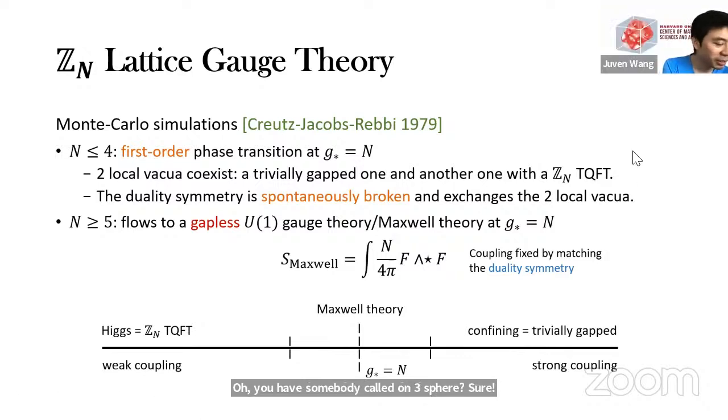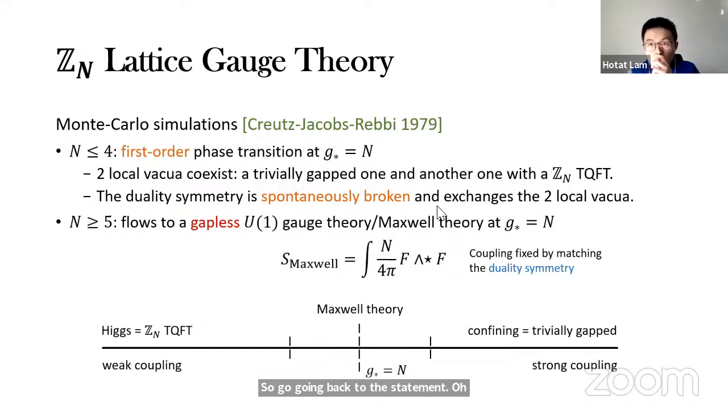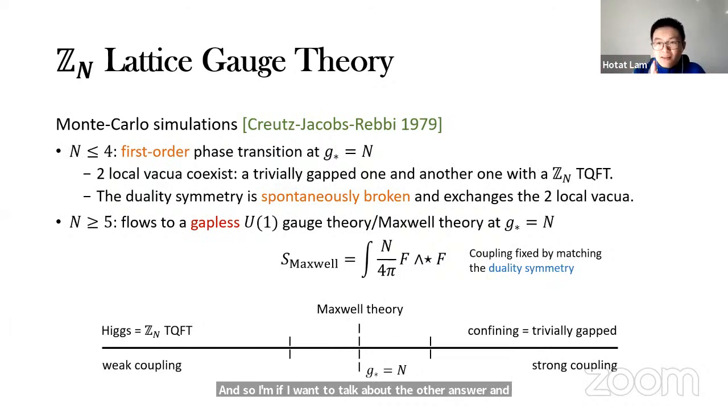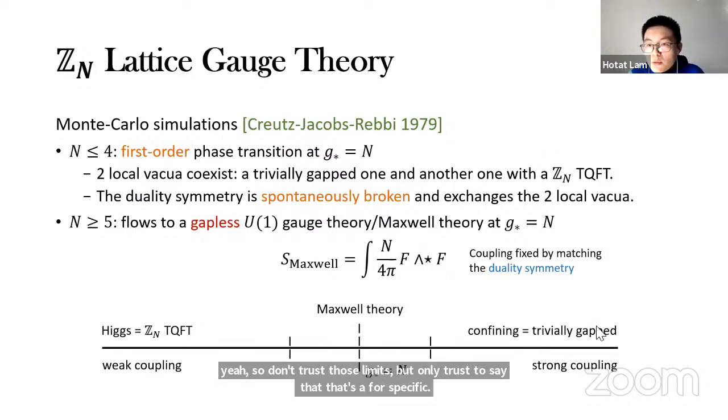I think Max has a question. Going back to this statement, is it proven only for certain values of n? Correct. But you're assuming some continuity in n or in this particular microscopic model, is that right? That's correct. I can only show it for specific n, so if I talk about the other n, I'm extrapolating. Don't trust those statements. Only trust the statement for specific n. Thank you. Are there any more questions at this point?